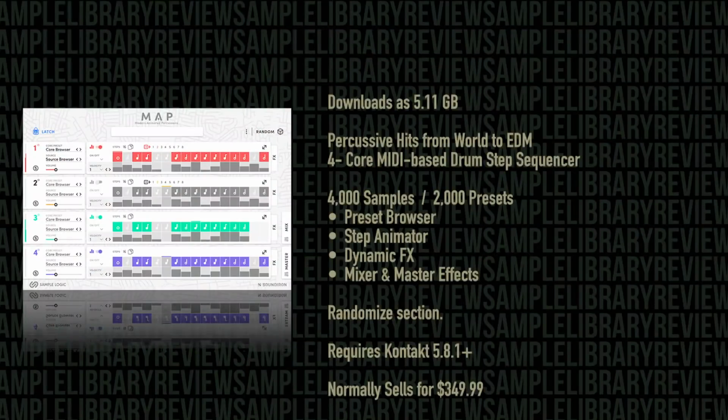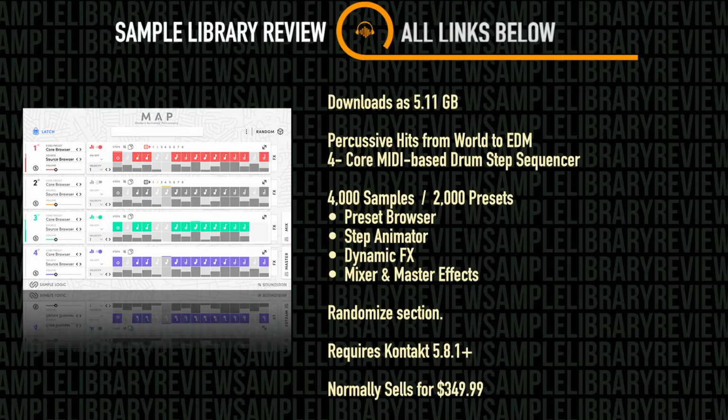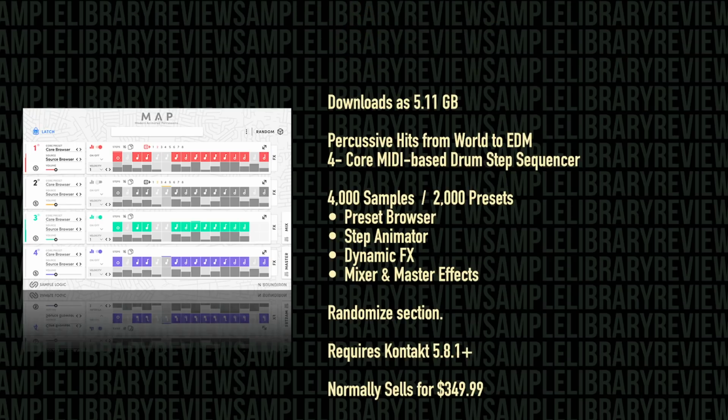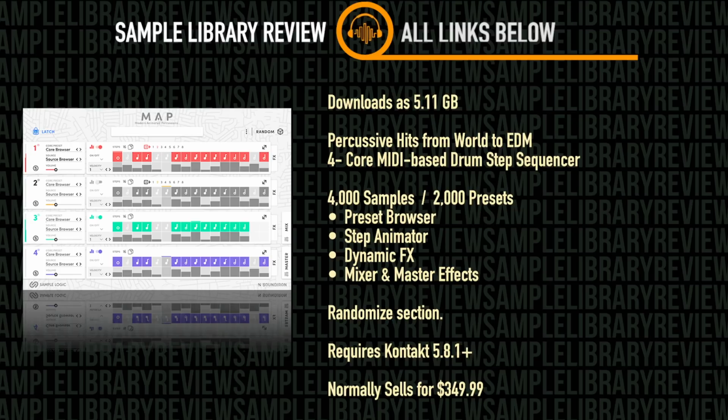Modern Animated Percussion is a sample set of percussive hits from world instruments to EDM, housed in a 4-core MIDI-based drum step sequencer. Now, it's important to note there's no loops in this product. It's all step sequencing based. There's 4,000 different drum percussive samples with 2,000 different core presets. The instrument includes a preset browser, a step animator, dynamic effects, a mixer, and master effects, as well as randomized functionality. M.A.P does require Kontakt 5.8.1 or higher.